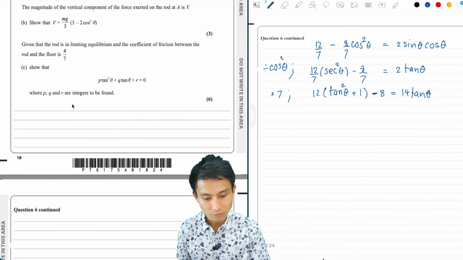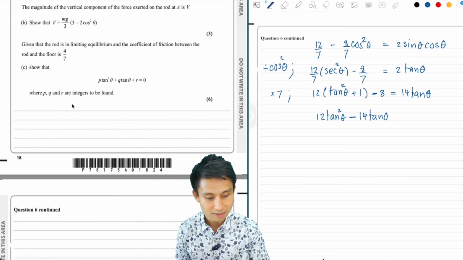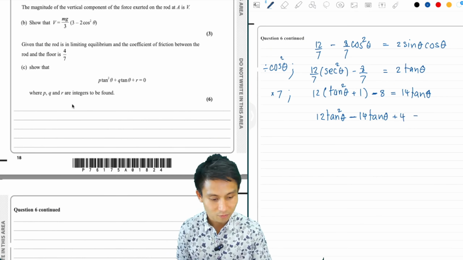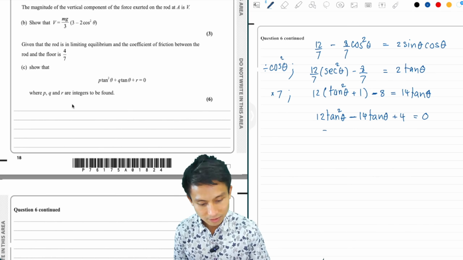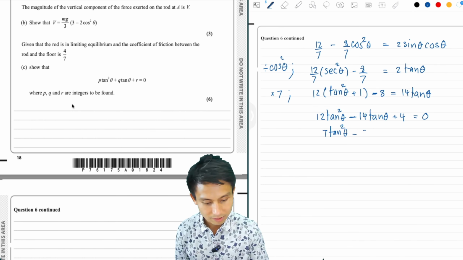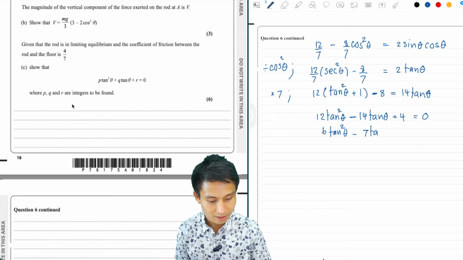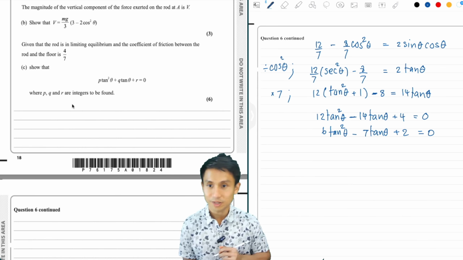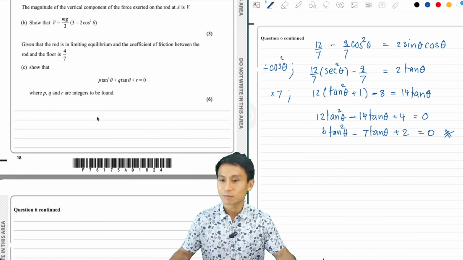We're almost there. If we expand 12, we get 12 tan squared theta. If I move the 14 tan to the left side, I get that. And then the number term, which is 12 minus 8, so it's plus 4 there. Everything is fine. Obviously, we can simplify that to 6 tan squared minus 7 tan theta plus 2 equals 0. I think that should be it. P, Q, R are integers, we got them to be integers there. So that's it for number 6.